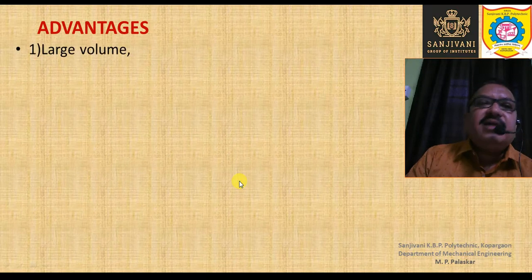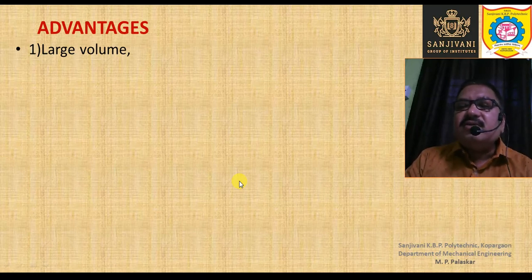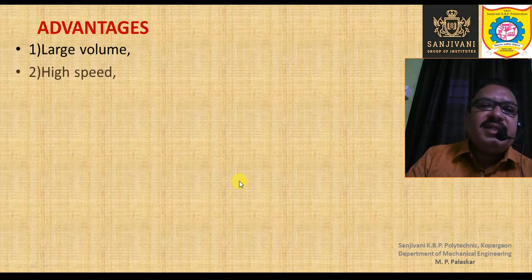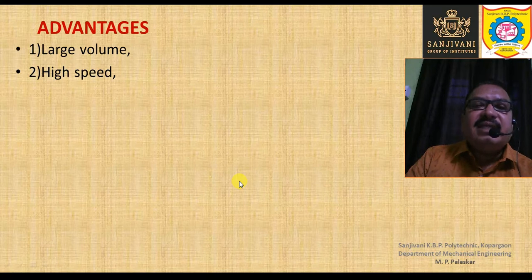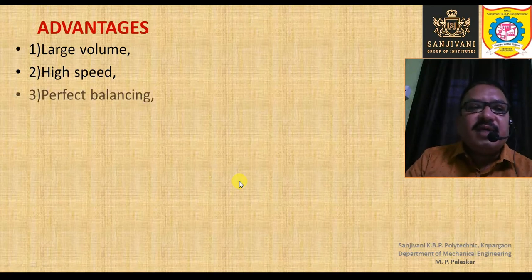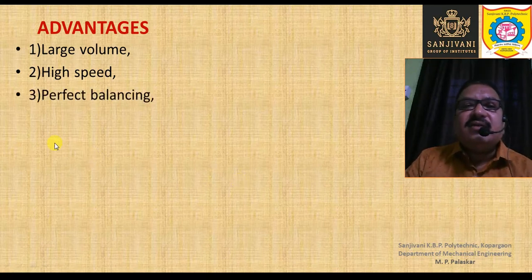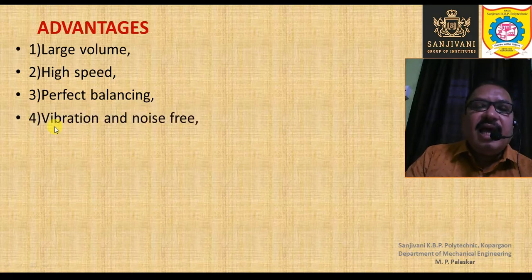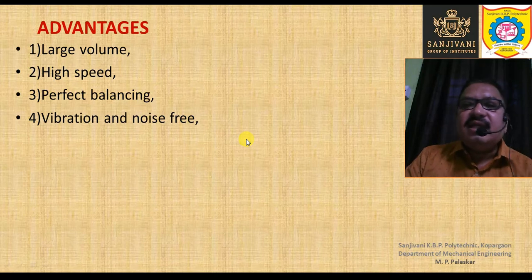So what are the advantages of the centrifugal compressor? The volume is large, that means large volumes can be handled. So large discharge volumes can be handled by the centrifugal compressor. The speed is very high, so the balancing problem is reduced, and the centrifugal compressor can be directly coupled to the prime mover. There is no need of balancing, because there are only rotating parts, and you will find that the centrifugal compressor is already balanced, and the vibrations are minimum, and the noise is also very less. So the centrifugal compressor is a vibration and noise free device.